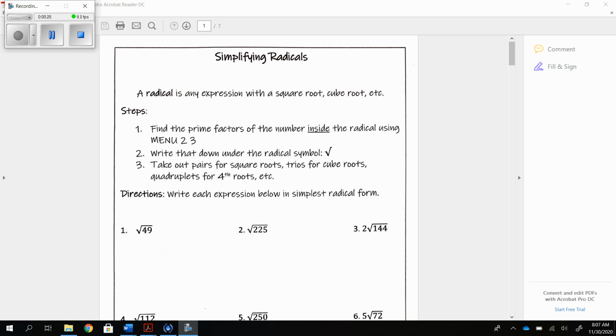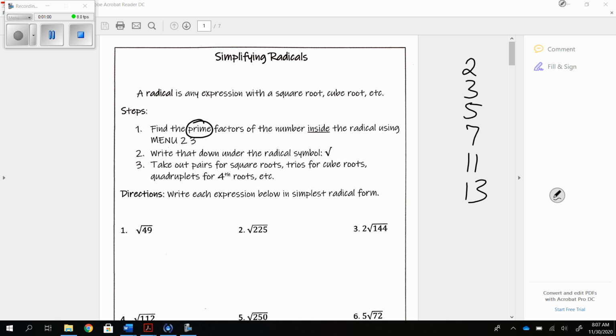Step one, find the prime factors of the number inside the radical using menu 2-3. Hopefully by now you have access to a TI Nspire. If not, I'll show you the hand way. All right, prime factors just mean numbers that can't be divided by something. So prime is 2, 3, 5, 7, 11, 13, so on and so forth. Those can only be divided by 1, all right, and nothing else. So I'll show you the calculator way, and we can just do it by hand.